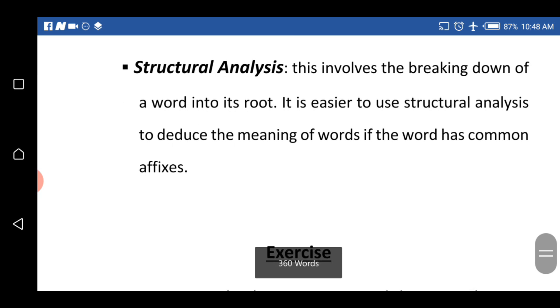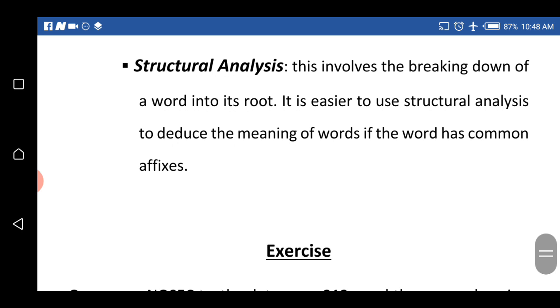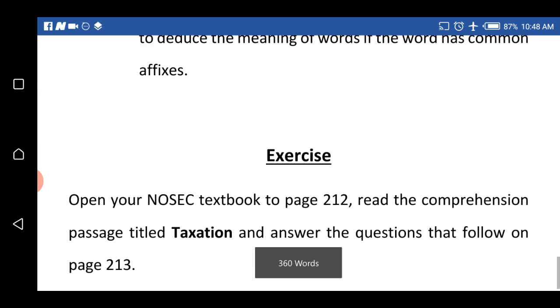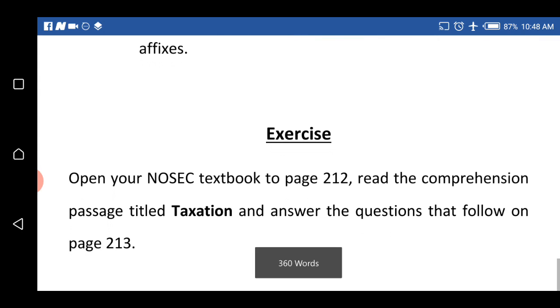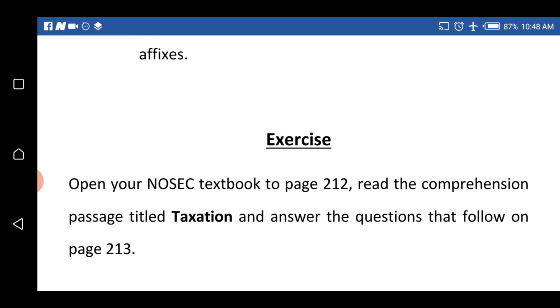So with this, coupled with all we've been discussing on comprehension so far, you should be able to do this little exercise. You have to open your NUSEC textbook to page 212. Read the comprehension passage titled Taxation and answer the questions that follow on page 213.